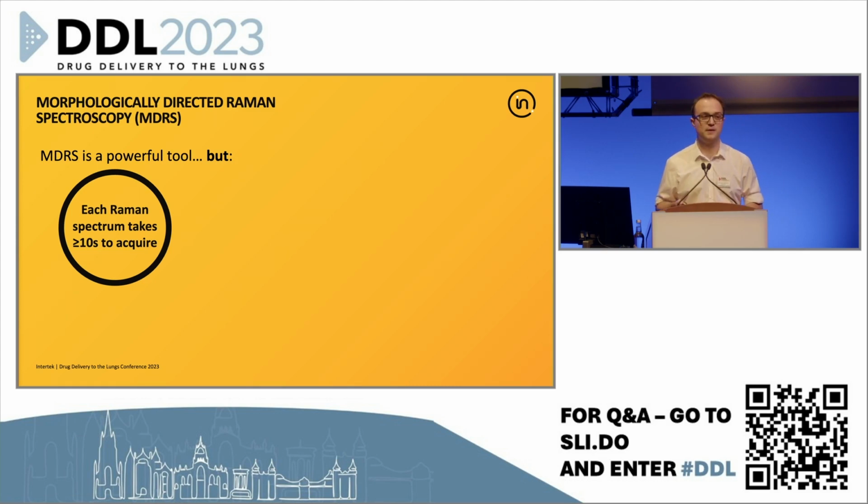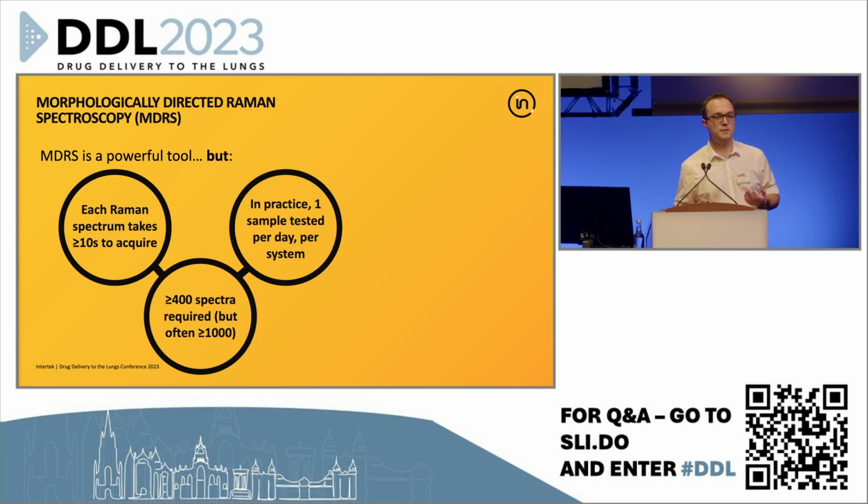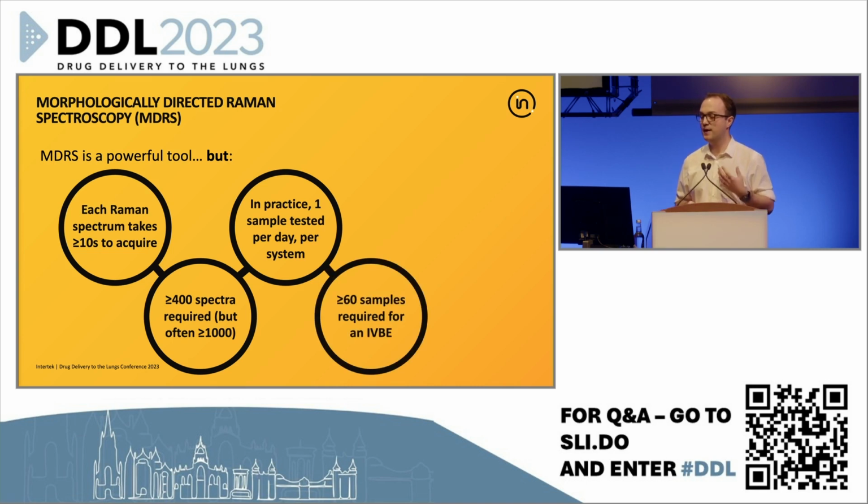And it can take longer, and that is intrinsic to the species you're looking at. We can't control that. To build a good PSD, you need hundreds, however, often in practice, thousands of Raman spectra. And then if you add all of those together, in practice, what that means is you're only analyzing one sample per day, per system. For an IVBE, you require a minimum of 60 samples.